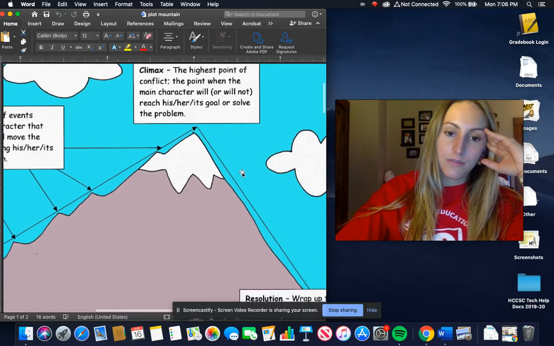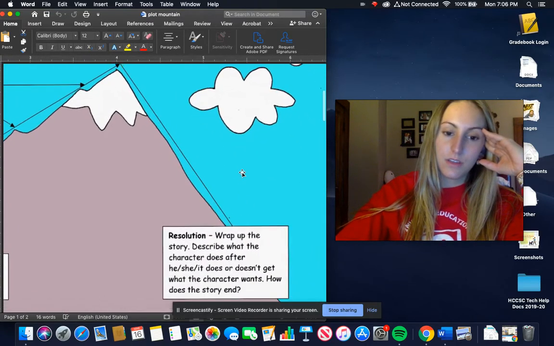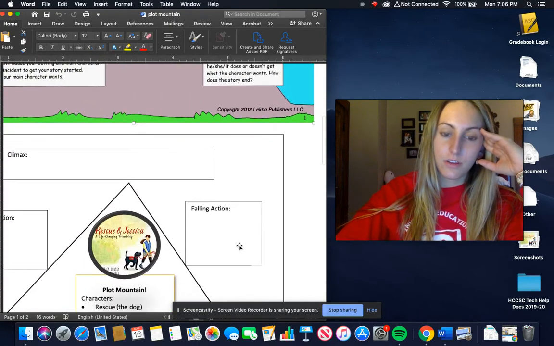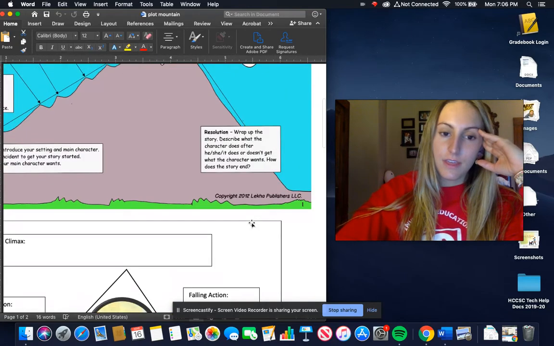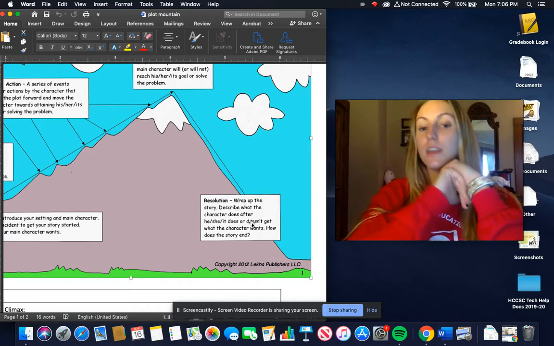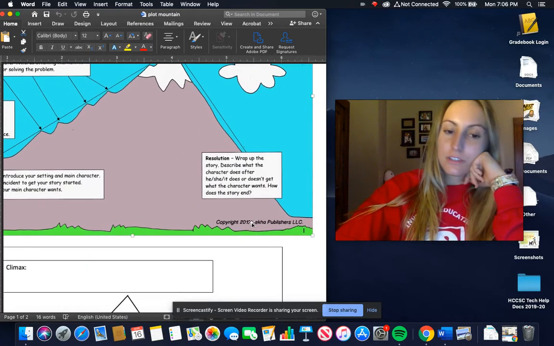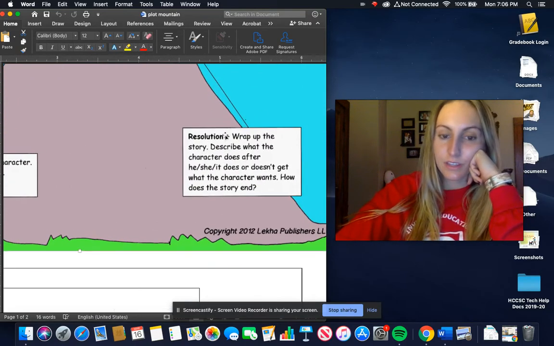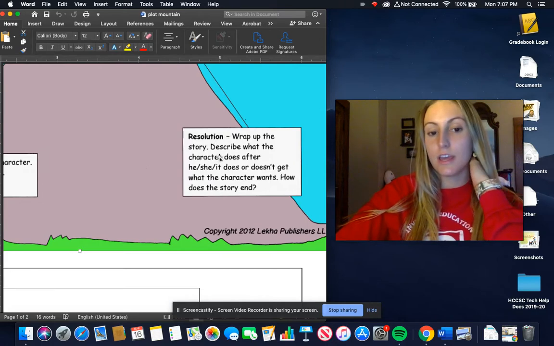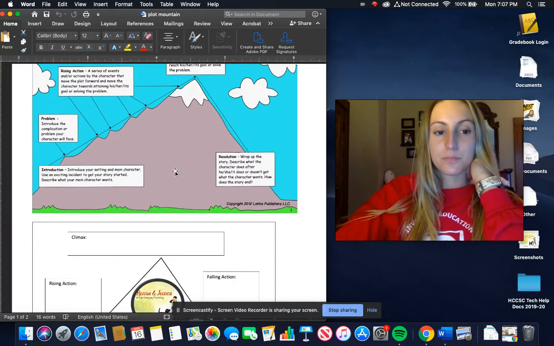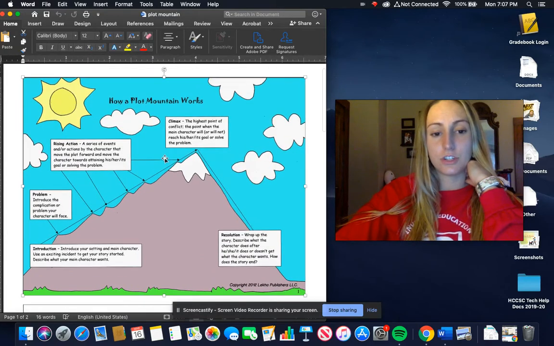All right, and then finally, we're going down the mountain. There's actually something called falling action that would be about right here. That's where the story is starting to slow down and we're starting to see the end of it. And then the resolution is the very, very end of the story. That's wrapping up what happened in the story, and did the character solve their problem, yes or no, and what happens. That's the resolution. So that's a quick introduction to the plot mountain.